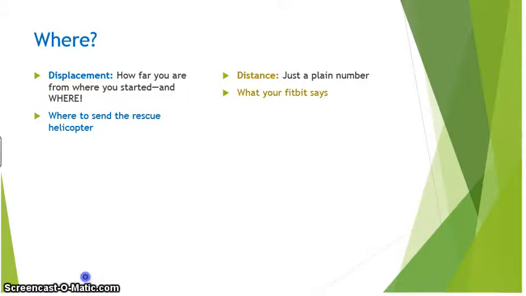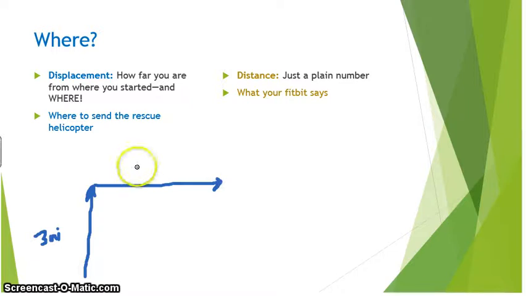Let's say you're training hard for the Latin Invitational and you run 3 miles north. Then you turn, avoid the traffic, and run another 4 miles east. What's your displacement? What's your distance? Your distance is 7 miles. You've gone for a 7-mile run, but at this point you're all hot and sweaty.